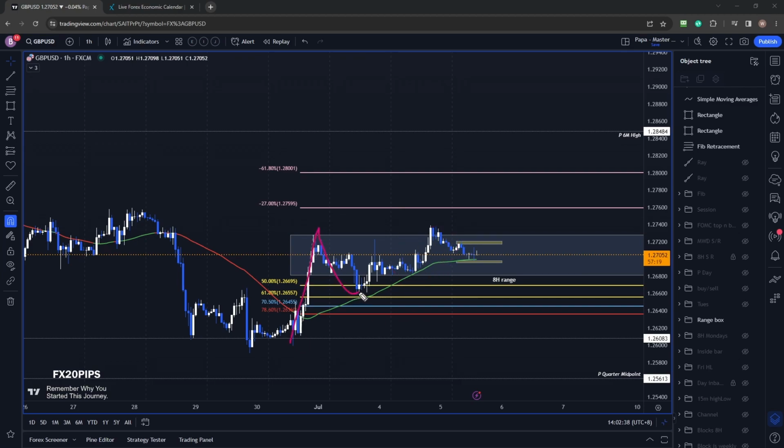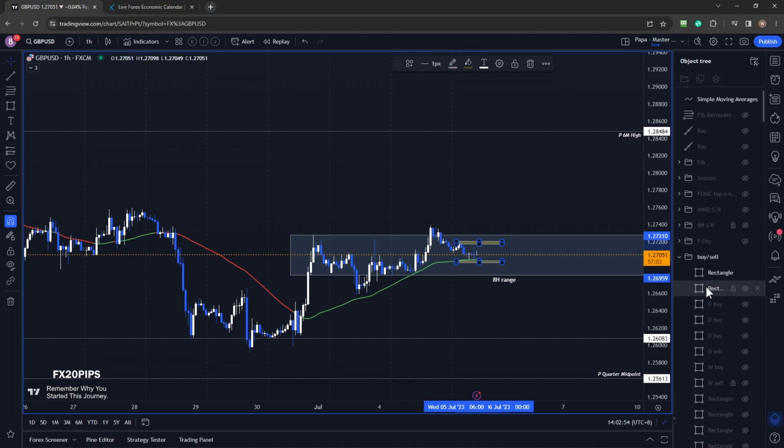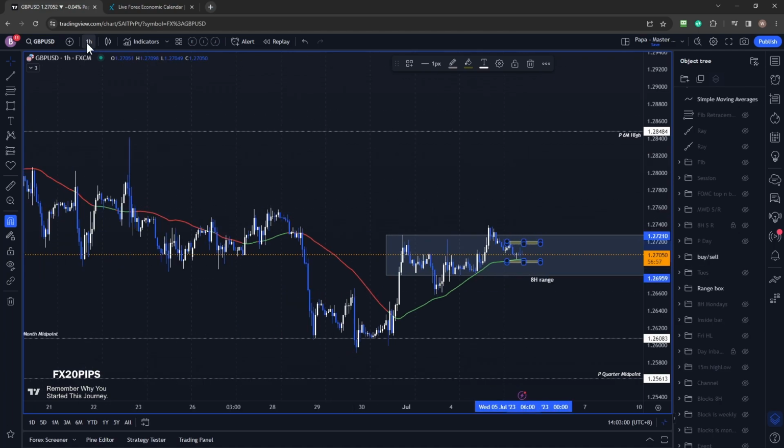So up, down, hopefully it comes here, squeeze up here. Anyway, that's based on the fib. Let me just move this one by sell. Okay, let's go back to 1 hour.